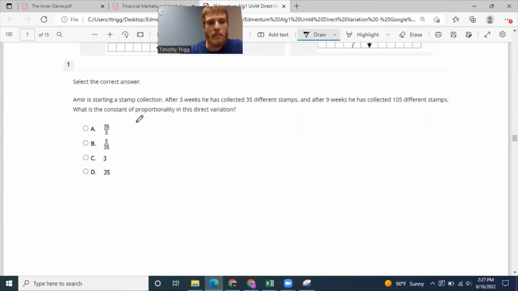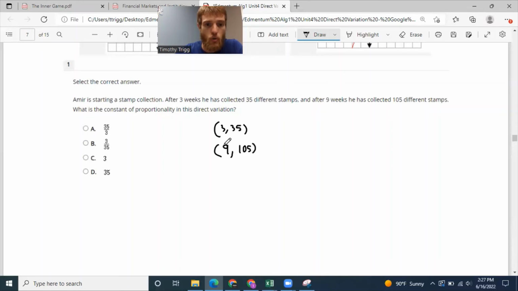Amir is starting a stamp collection. After 3 weeks, he has collected 35 different stamps. After 9 weeks, he has collected 105 different stamps. What is the constant of proportionality in this direct variation? So we have a couple of coordinate points, (3, 35). So 3 weeks, 35 stamps. And we also have another coordinate point, (9, 105).